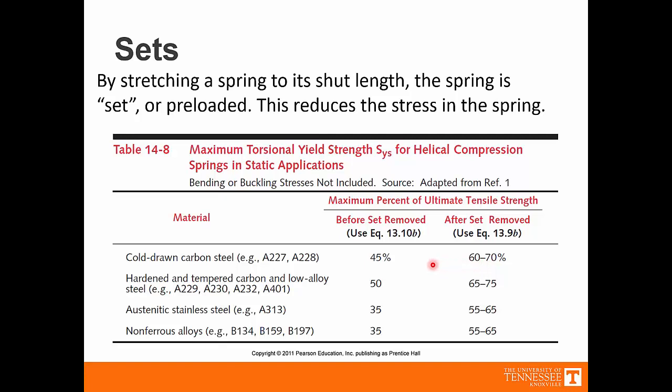Okay, so again, what this table is going to give us is that we're either going to say that the yield strength is 45% of the ultimate tensile strength, and notice this is tensile strength and this is yield shear strength. So I'll show that equation as we work through the example.